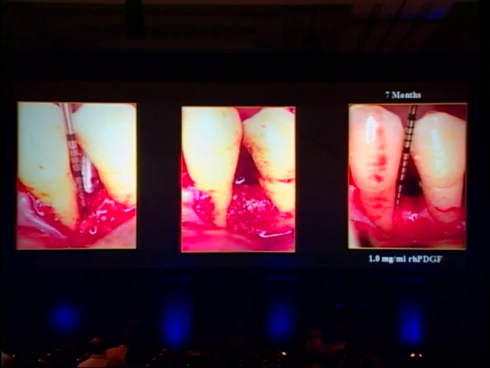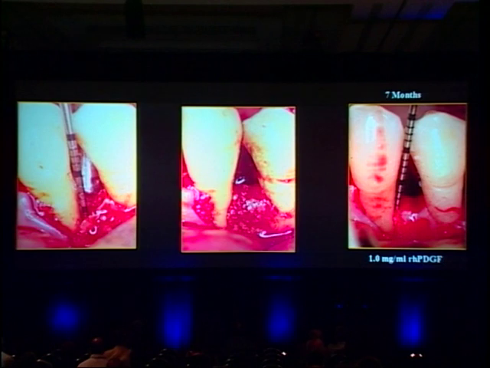When we look at the progression of what we started with to what we had at the end of surgery to my reentry at 7 months, a couple of things strike me. One is that if I look at a defect like this, I would think as a clinician that regardless of what material I place in there, I can probably fill that intrabony component. That's a type of lesion that you and I know that we can treat fairly predictably.